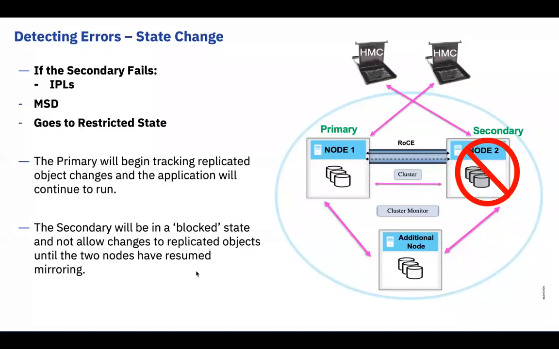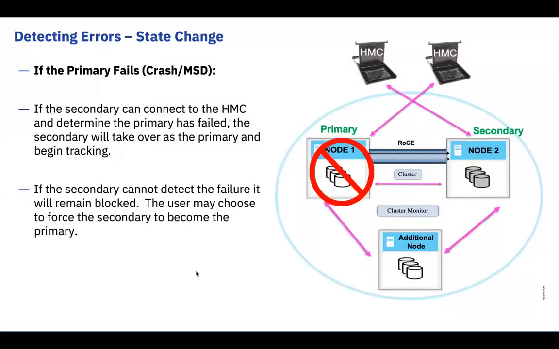And so if the secondary fails at IPLs, MSDs, goes restricted state, all those, the primary is just going to keep tracking. When the secondary comes up, it will resume and go back to being actively mirrored. If the primary is the one that crashes in MSDs, this is where the secondary has to make a decision. He has to decide, do I stay the secondary and block all the replicated objects, or do I take over as a primary and begin tracking? And so we ask the HMC and we ask our additional node, hey, what's the state of that primary? And if we get back an answer that says, oh, they crashed, they took an MSD, then we'll auto take over as that primary, and we'll continue to accept database changes on that secondary node.